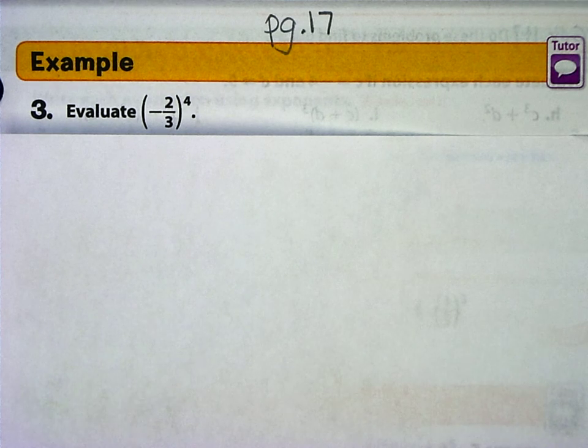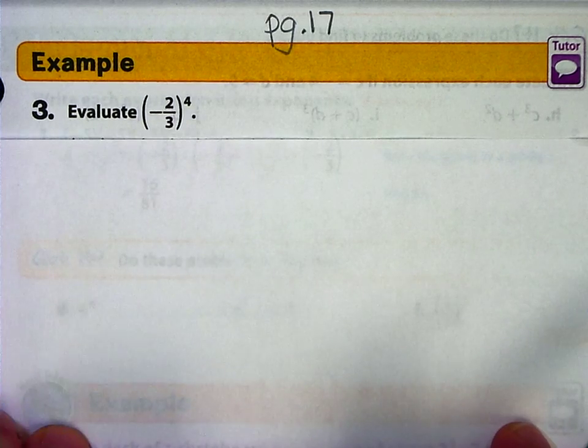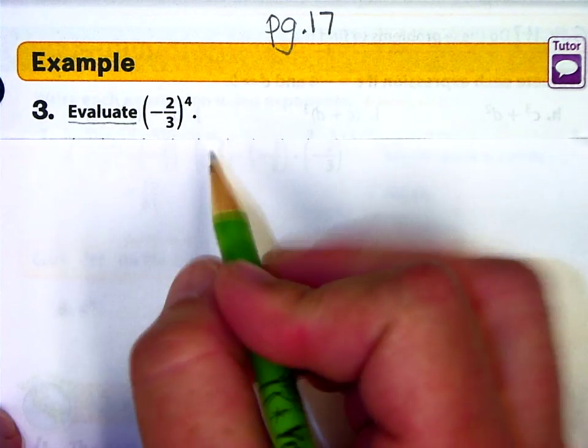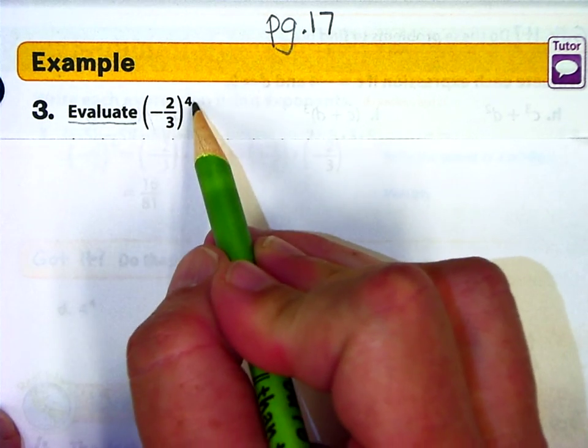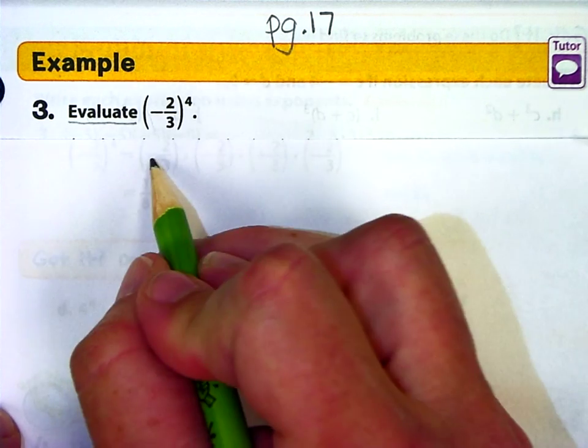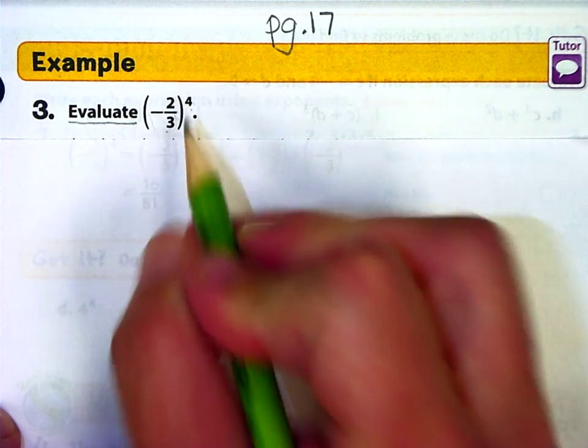Okay, lesson 1.2, page 17. Now we're at the very top, page 17. Let's take a look at evaluating a power. So negative 2/3 to the fourth power means that I'm going to first write it in repeated multiplication. I'm going to write negative 2/3 4 times.